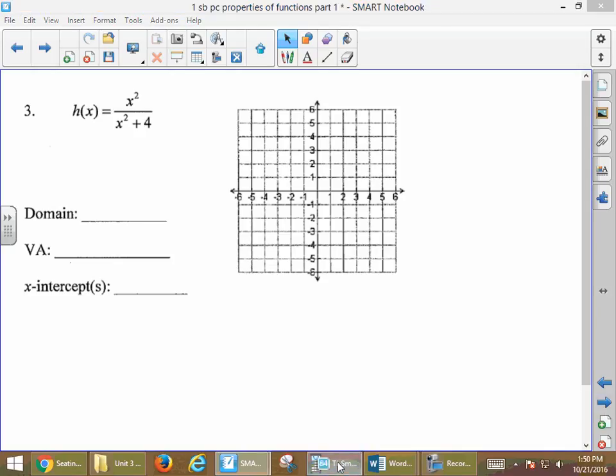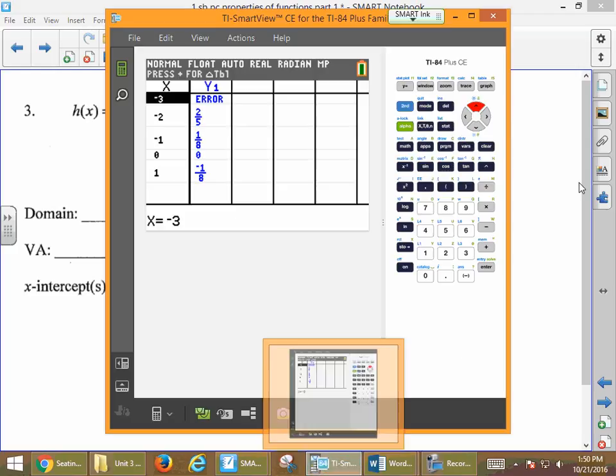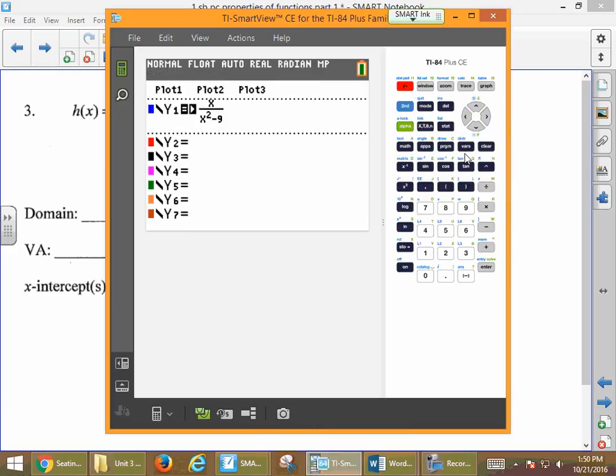So we're going to type in this function, if we can. So we go back to the y equals, and we clear. Alpha y equals to get our function in there. And we type in x squared divided by x squared plus 4. And we look at the picture.